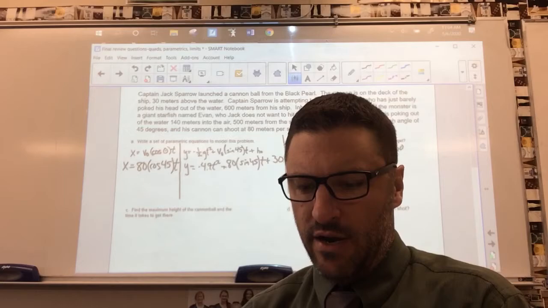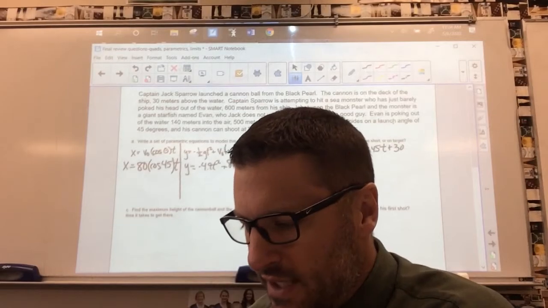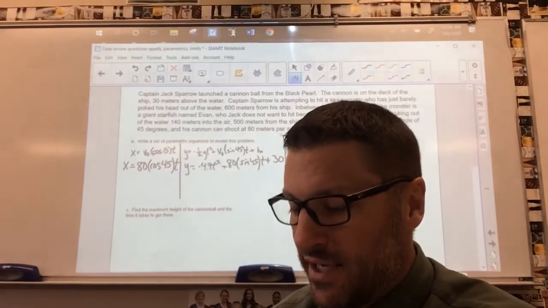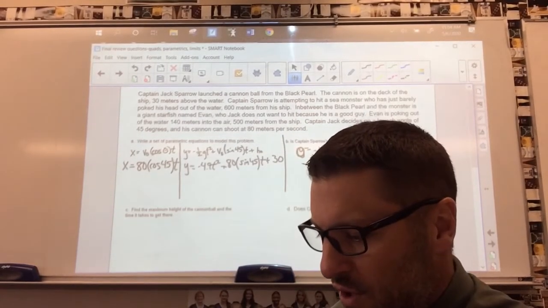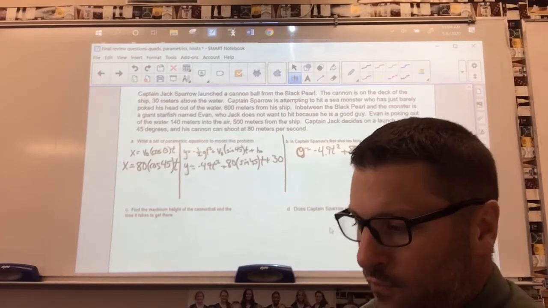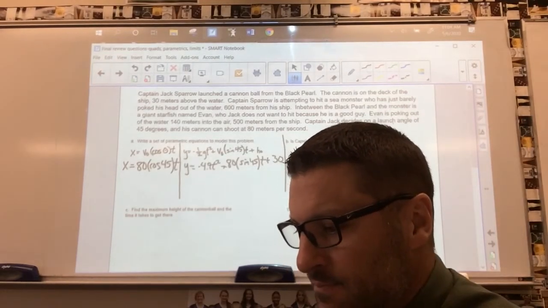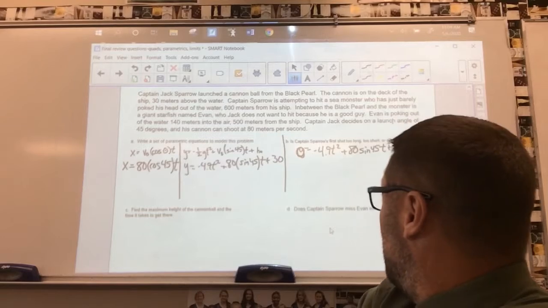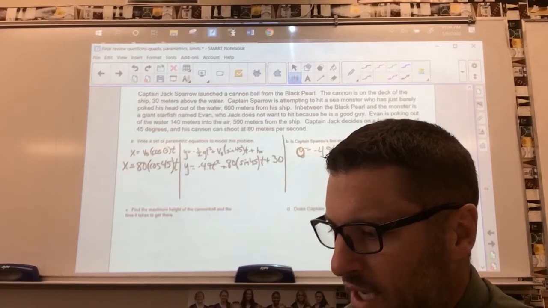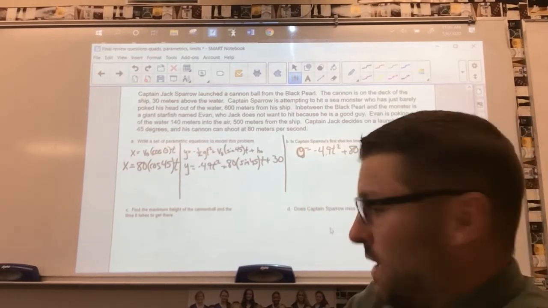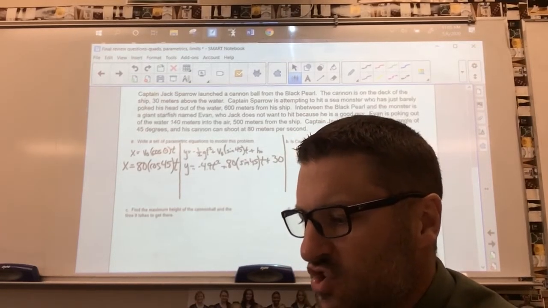I turn it on, and I already have Poly Root Finder pulled up right there. I do want this in degrees because 45 is in degrees. So if you go down and hit radian, hit degrees, you hit next. And I'm going to start entering values. I'm going to go negative 4.9 for my first one. It is a plus sign, and I'm going to type in 80 times the sine of 45. It converts it to a decimal, and then I'm going to type in 30 for the last part, and I'm going to click on solve.